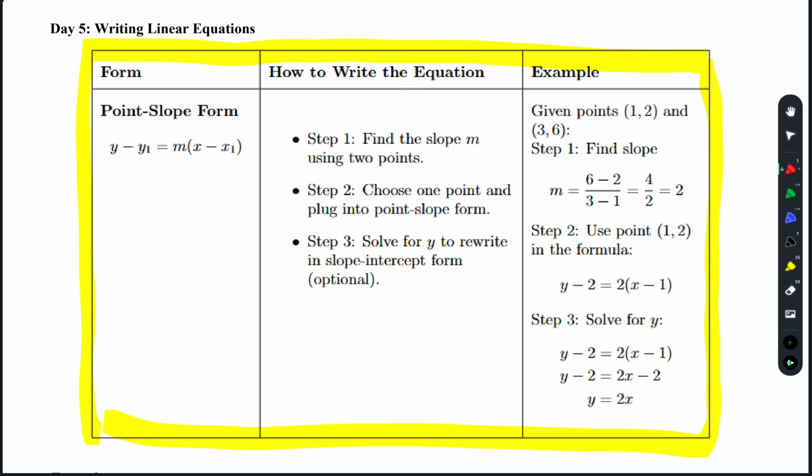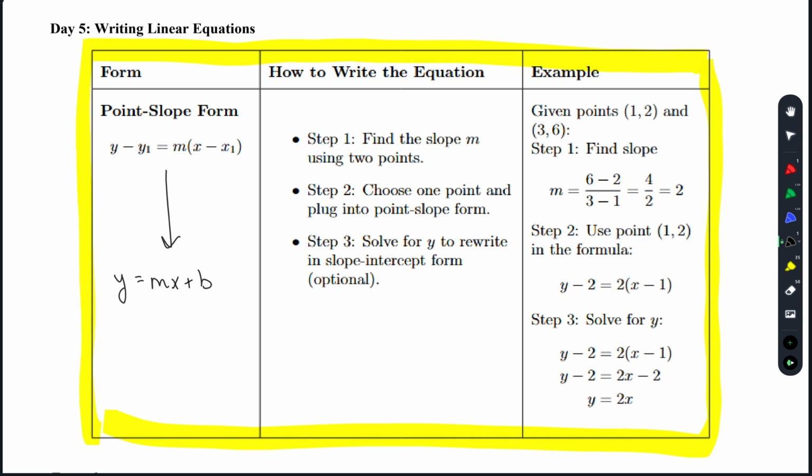So the ACT and your ASVAB and the Accuplacer and all those tests, they want your equation to be put into slope-intercept form. So the y equals mx plus b. Okay, so that's their goal.